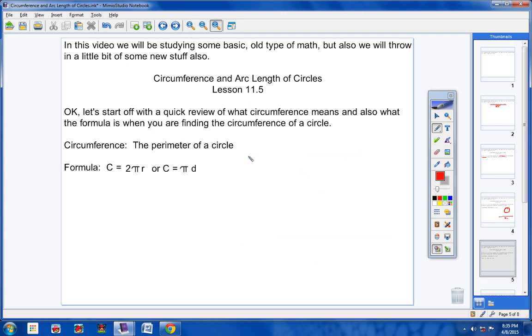Now the formula you use, there's actually two, so it's your choice. You can use 2 pi r, which is a good choice, or pi d, which is a good choice, okay? So either one of those two formulas will help you find the circumference of a circle, okay?